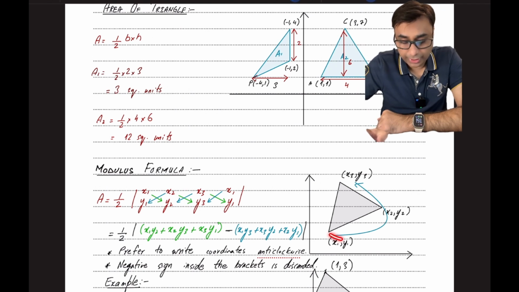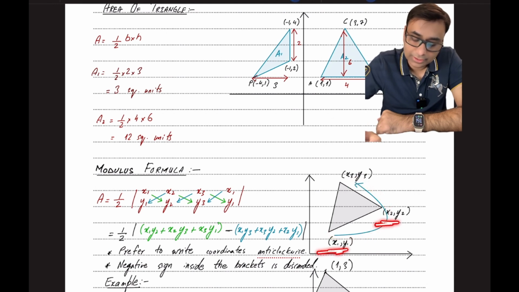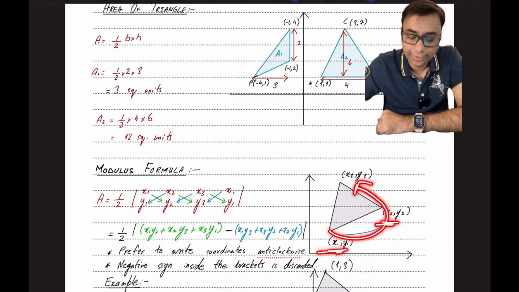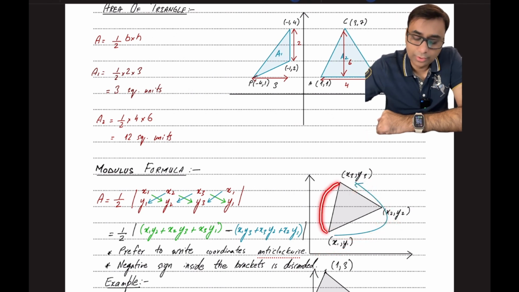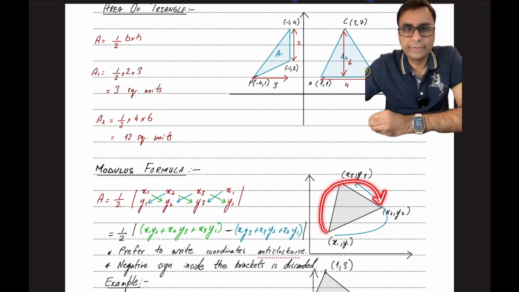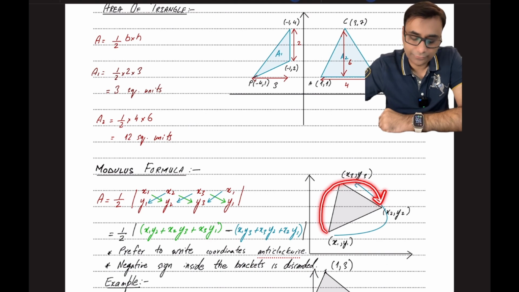Preferably you should write these coordinates in an anti-clockwise order. So if you write down the first coordinate, then you take the next coordinate while moving in an anti-clockwise order. Although it wouldn't make much of a difference, the only difference is that if you take your coordinates in a clockwise order, then you will get a negative answer. You can just discard the negative sign and still you will get the correct answer for the area.